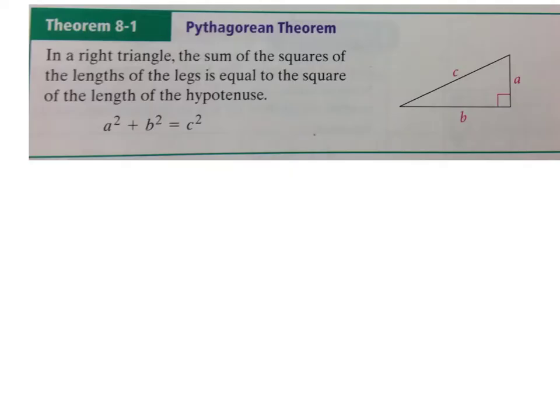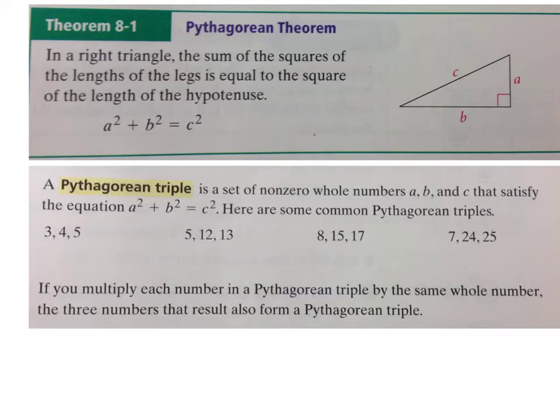Okay, the Pythagorean Theorem. A squared plus b squared equals c squared. In a right triangle, the sum of the squares of the lengths of the legs is equal to the square of the length of the hypotenuse. Again, a squared plus b squared equals c squared. Make sure that you always have c as the hypotenuse, and a and b must be the lengths of the legs. Next, we need to know what a Pythagorean triple is.